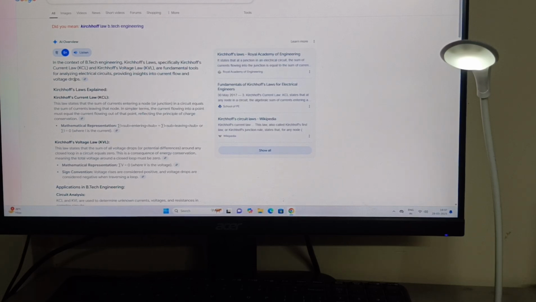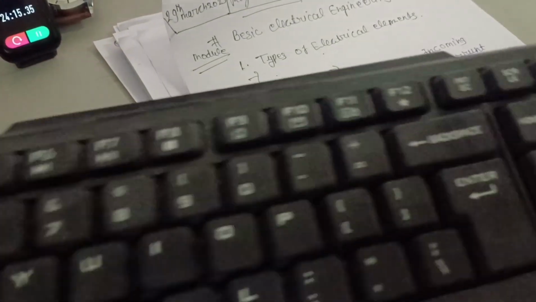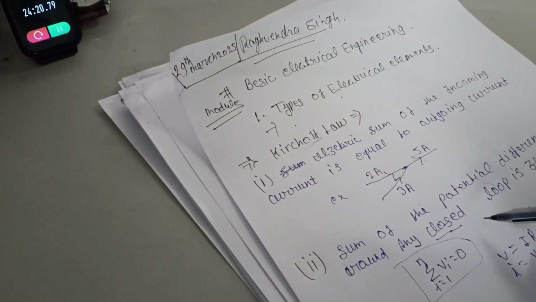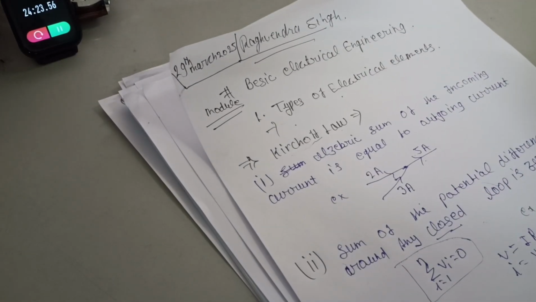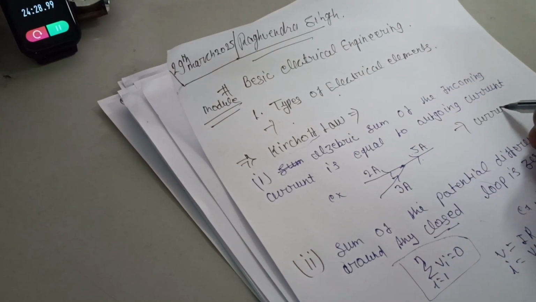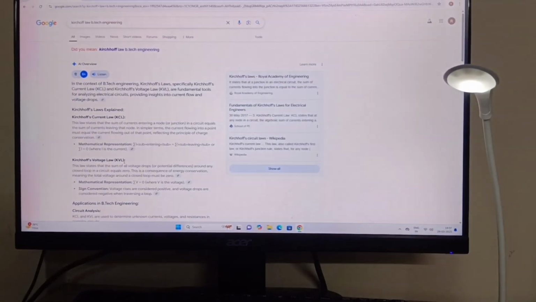Okay, so according to this AI overview, Kirchhoff's law explained: Kirchhoff's current law, KCL, and Kirchhoff's voltage law, as I told you. This second law is for voltage, and this is for current. Okay, so let's again see this.